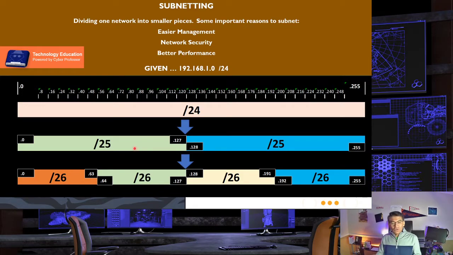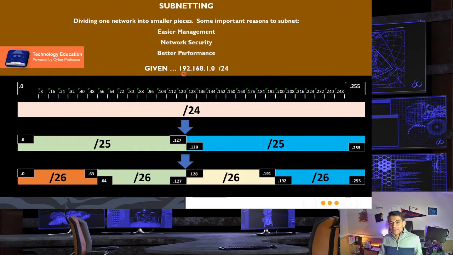Now, you can also divide this large /24 network into four equal pieces, and those are depicted here on the bottom. You will be using the /26 because you are dividing this in four, and the IP space associated with a /26 in this example will be given by IP addresses from .0 to .63 for the first subnet.